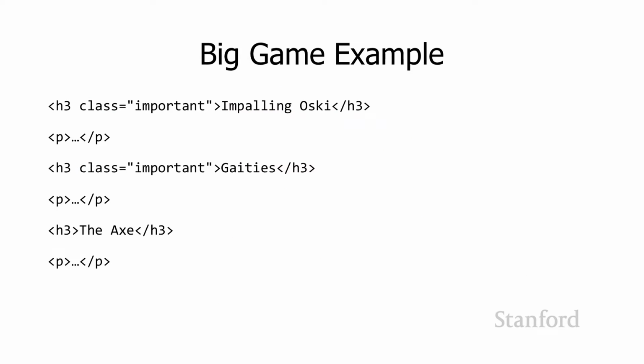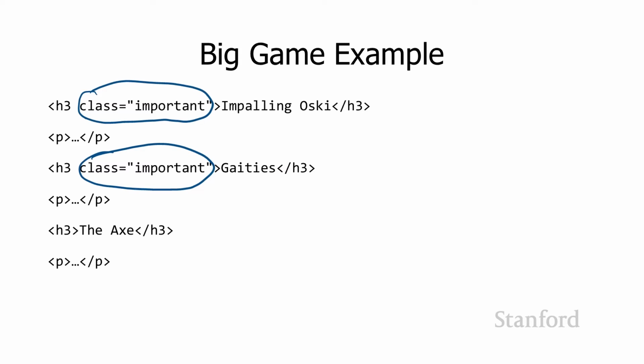Now, with the class, I can actually apply this to multiple items. So let's say, impaling OSCE, that's done by the Leland Stanford Junior University Marching Band. And so let's say somebody in the class is in the band, and they're like, hey, Gades is great, but the band is important too. So I can go ahead and mark both of these as class equals important. And our rule will apply to both of those.